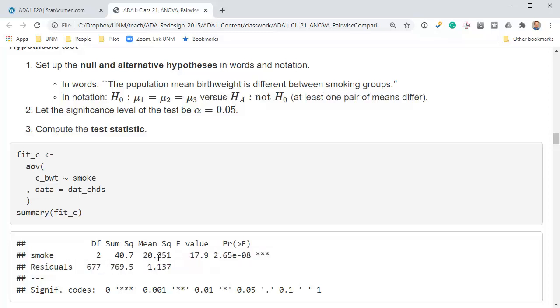And the F statistic is the mean square from the model for smoking divided by the mean square error, or the mean square of the residuals. So 20 divided by 1 with these little fractions gives you about 18. And when you compare this F statistic to an F distribution with 2 degrees of freedom in the numerator and 677 in the denominator, you get a p-value, or a right tail probability, that's very, very small. Right, so it's 2.6 times 10 to the negative 8th. And these stars are relative to these significance codes. 3 stars is a p-value that's somewhere between 0 and 0.001, and it is. Okay, so this is a significant result.